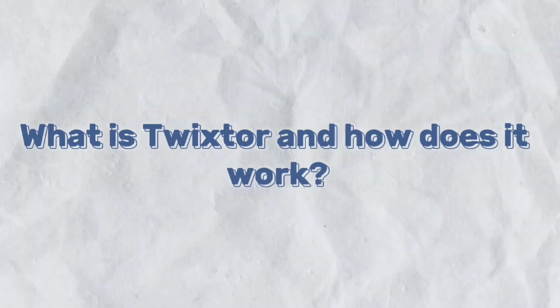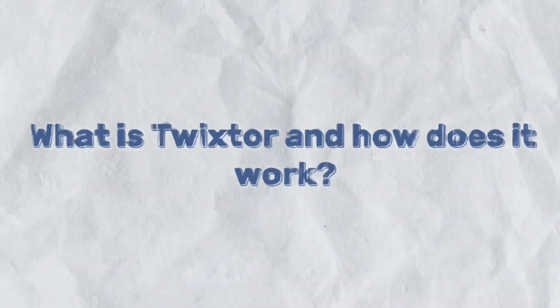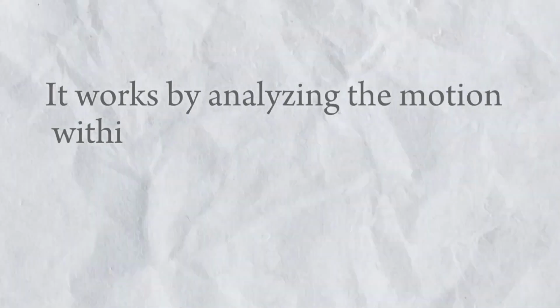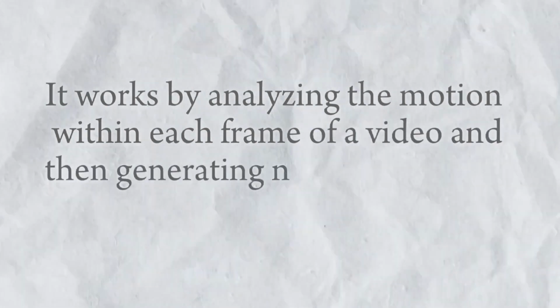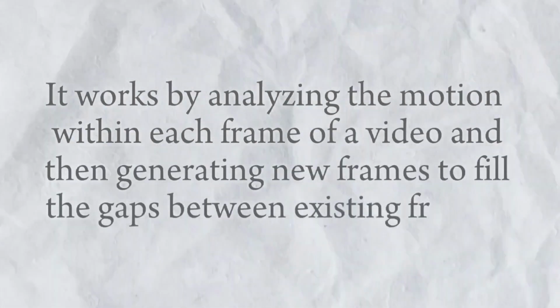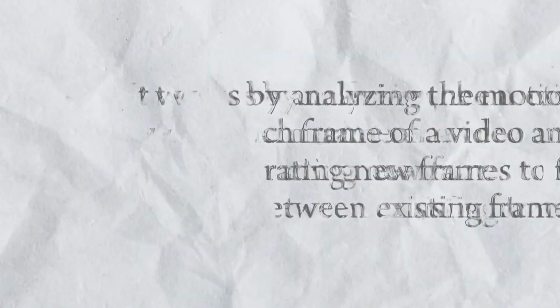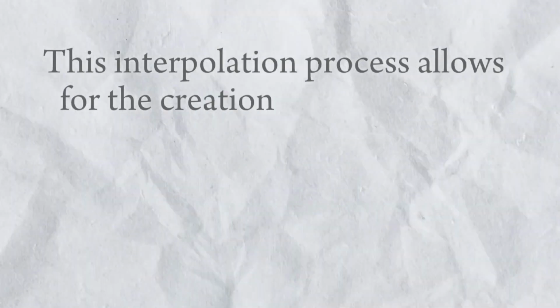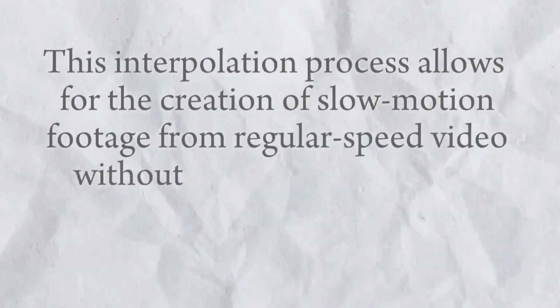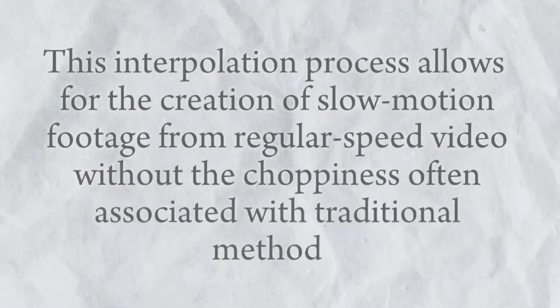What is Twixtor and how does it work? It works by analyzing the motion within each frame of a video and generating new frames to fill the gaps between existing frames. This interpolation process allows for the creation of slow motion footage from regular speed video without the choppiness often associated with traditional methods.